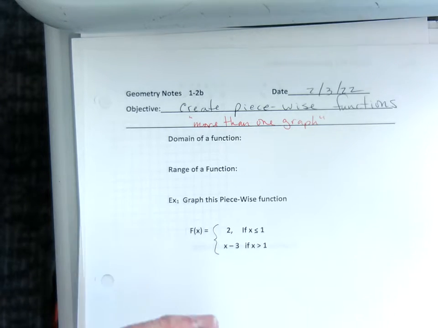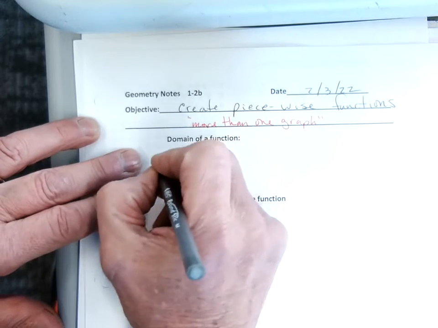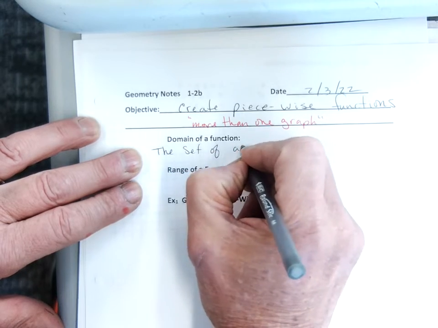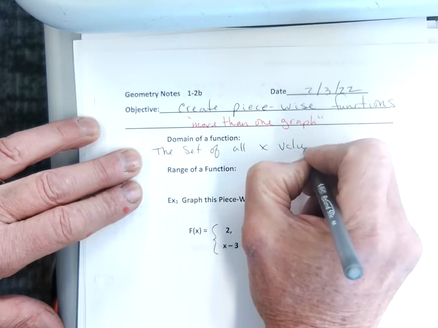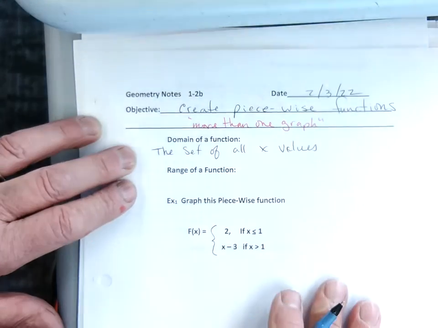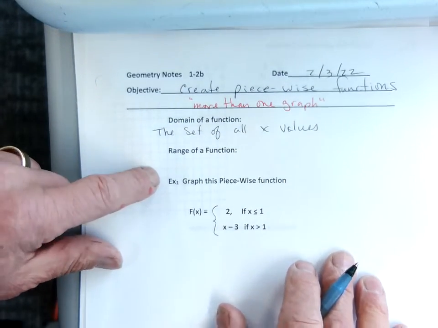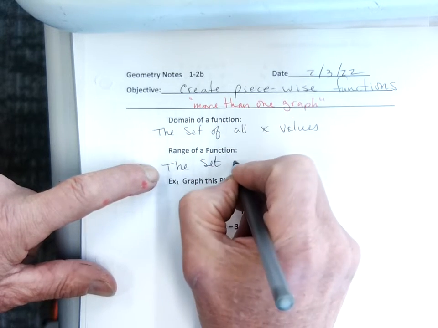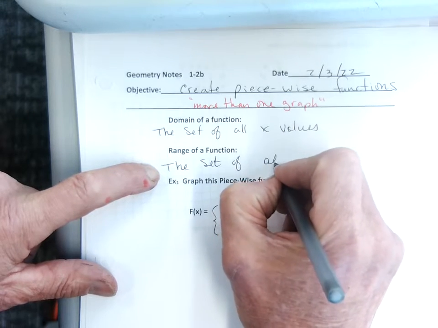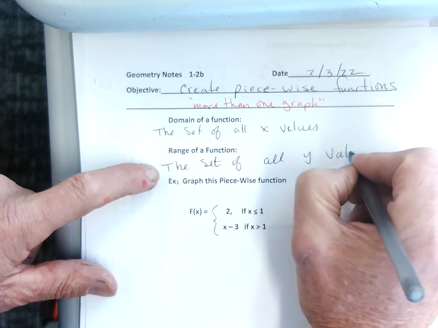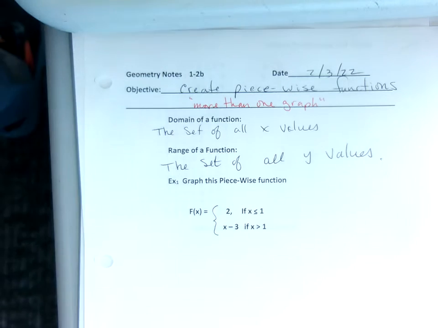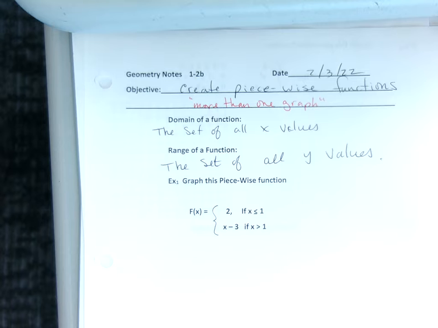Domain. We've talked about domain, and I'm going to write it down. Domain is the set of all x values, and the range is the set of all y values. Okay. Domain's kind of important. You don't write this down at all.